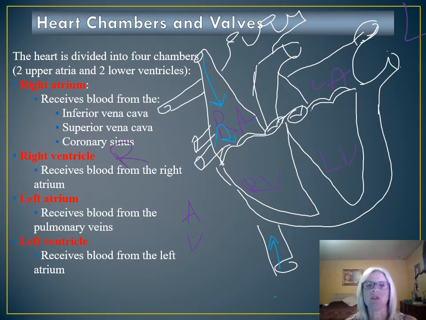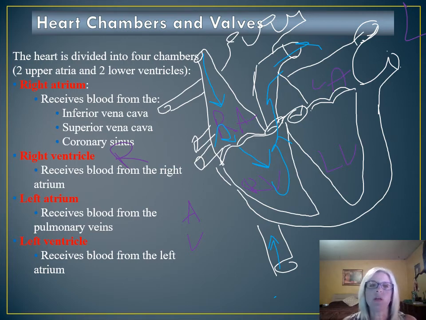All right, and then so the right ventricle is going to receive blood from the right atrium, and so it is going to come through here. Okay, and these are valves. I'm not going to worry about naming those valves for you yet, but the blood is going to come up and go on out through to the body. All right, and we'll add to this later on.